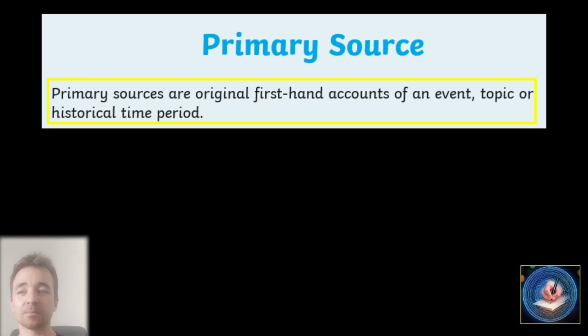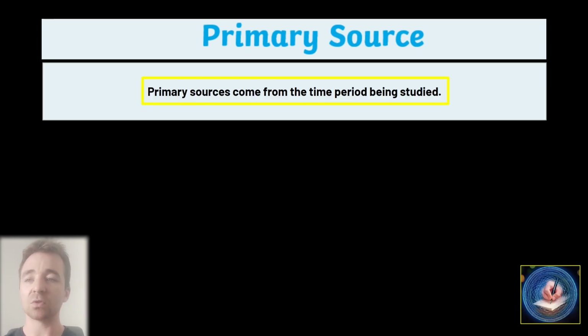What is a primary source? A primary source is an original first-hand account of an event, topic, or historical time period. Okay, so again, note that is in a yellow box and we do have to write that down. We're writing down everything in the yellow box there. So a primary source is an original first-hand account of an event, topic, or historical time period. In simplified terms, guys, what that means is a primary source is essentially something that is from the period of time we are studying. Okay, so primary sources come from the time period being studied.